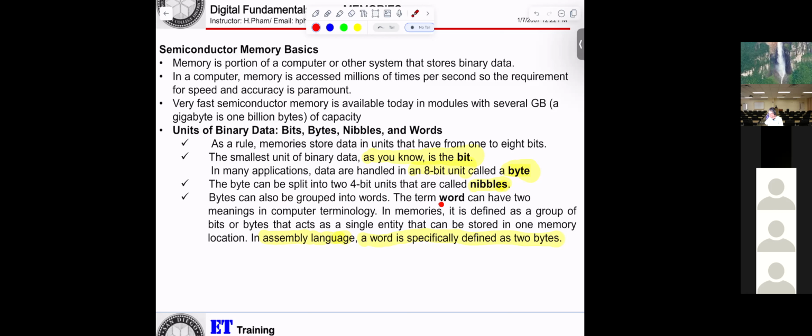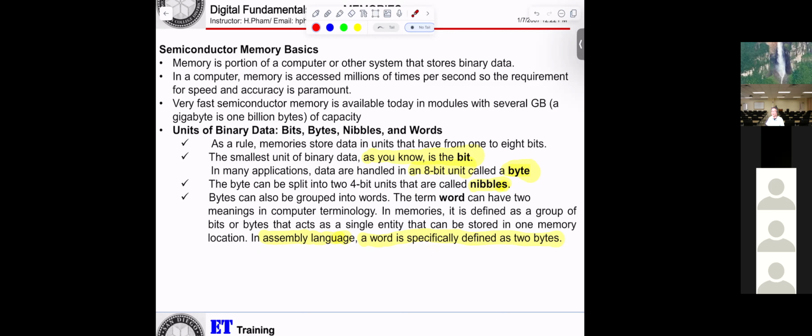Bytes can also be grouped into words. The term word can have 2 meanings in computer terminology. In memory, it is defined as a group of bits or bytes that acts as a single entity that can be stored in one memory location. In assembly language, a word is specifically defined as 2 bytes.